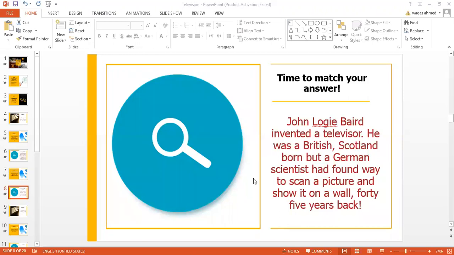John Logie Baird invented the televisor, and he was British Scottish but born in Germany. Who will explain this? It's something complicated in this answer. I can see that he was British, Scottish-born, but a German scientist. I don't know where he lived, on three places. He was also British, also Scottish, also German. What is this? Oh, I'm so amazed. I'm so surprised. Can someone tell me about it?